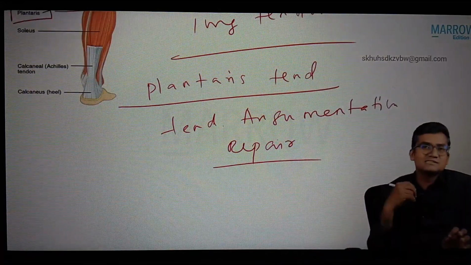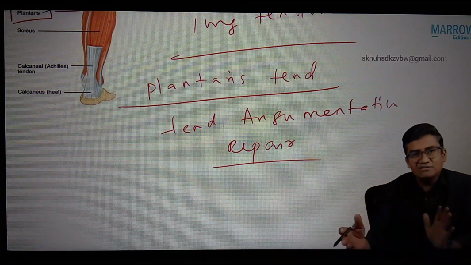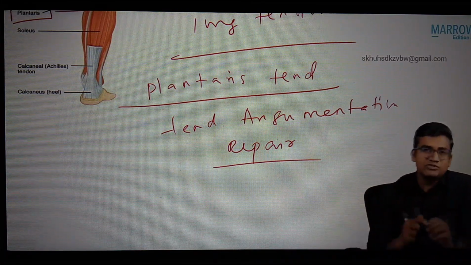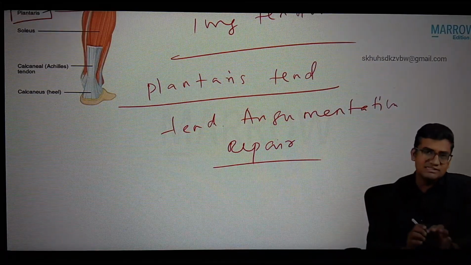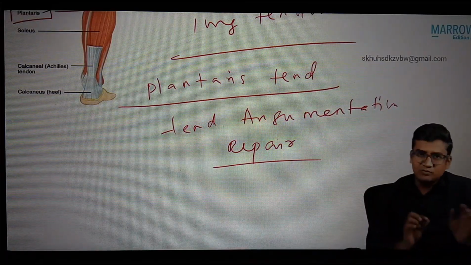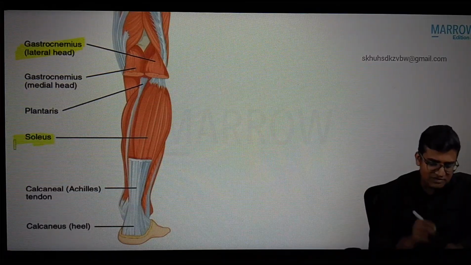So, whenever there is shortening of the tendon, whenever there is a tendon rupture, the surgeon harvests the plantaris tendon and uses it for tendon repair and tendon augmentation procedures. That is the only advantage of this tendon. Action wise, no. So now we have gastrocnemius and the soleus muscle.